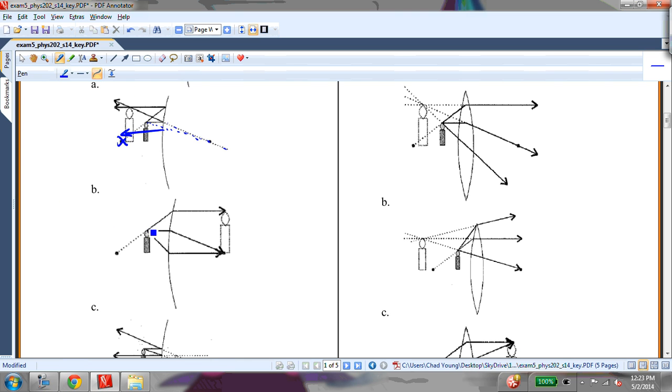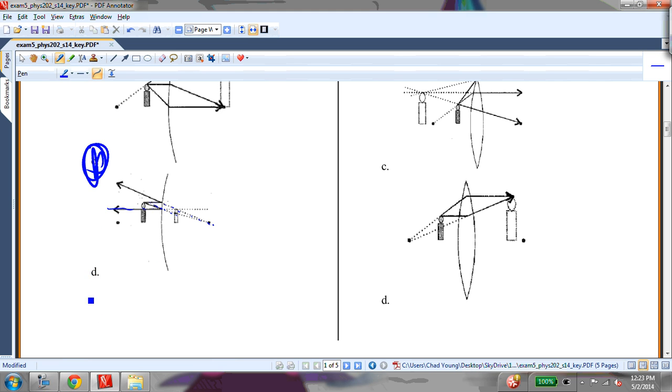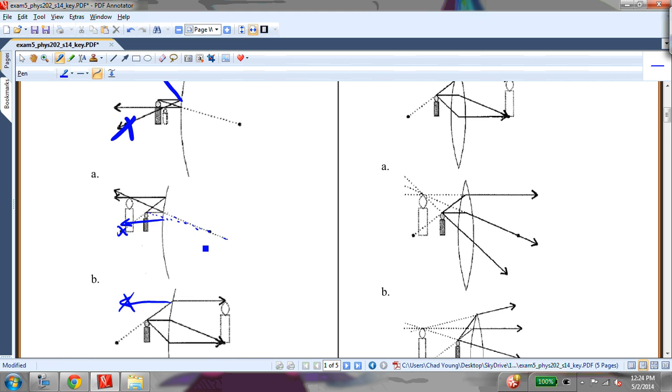Here we come up. It's as if it's coming out of the focal point, but then it should go in this direction. So that one's not right. So this one has to be the right one. Let's see, parallel to the axis through the focal point. That is, it comes up like this, such that if you trace it back, it goes through the focal point. Here it goes forward as if it's going from the focal point, and then it goes parallel to the axis. So D is the right answer.